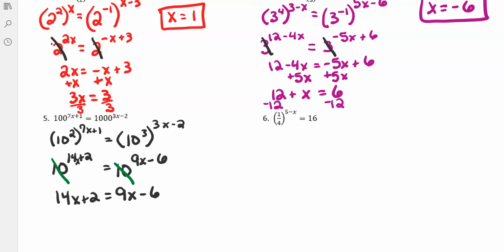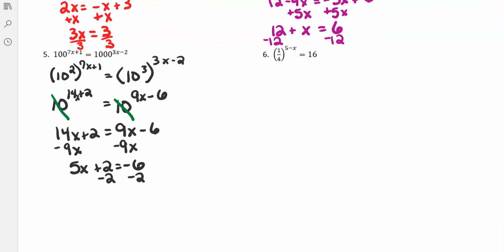And then we're just going to go through and subtract. So I'm going to subtract 9x from both sides. That's going to give me 5x. And then I'm going to subtract 2, and that's going to give me negative 8. So we're going to get a slightly ugly looking fraction here, and that's okay. That happens sometimes. If you want to write it as a decimal, you can, or you can leave it as negative 8/5. It's fine either way.